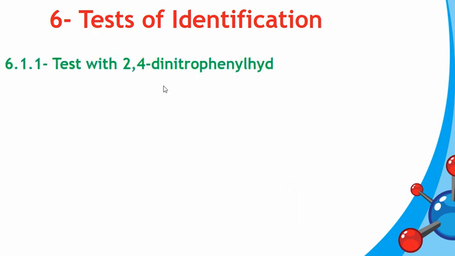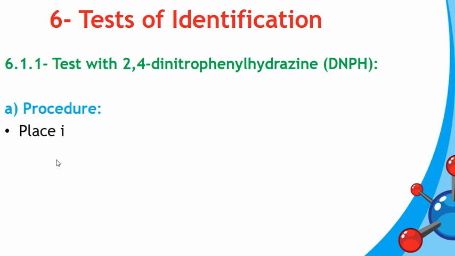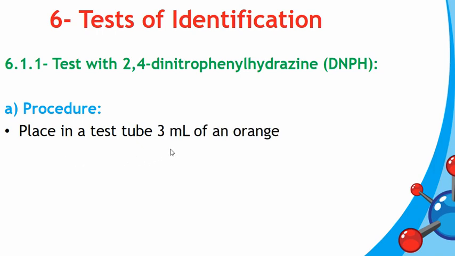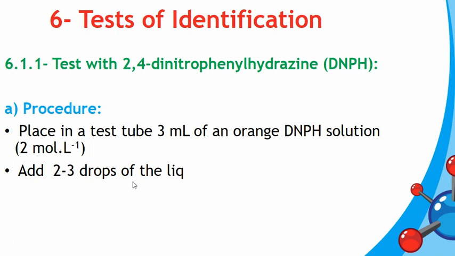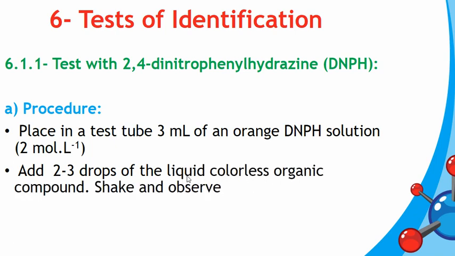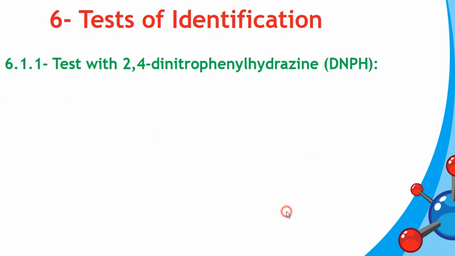First test with 2,4-dinitrophenylhydrazine, DNPH. Procedure. In a test tube containing 3 ml of an orange DNPH solution of concentration 2 mol per liter, we add 2-3 drops of the organic compound, which is a colorless liquid. We shake and observe. What are the observations?